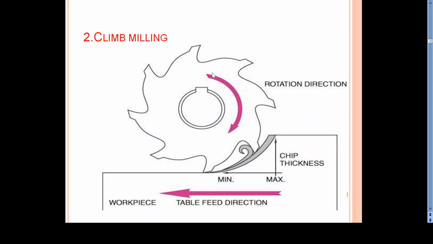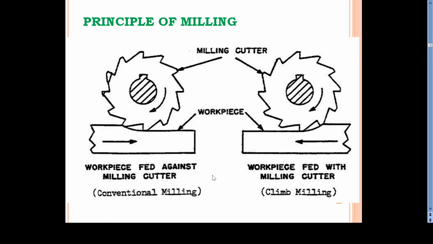So here the figure shows the climb milling. Here you can see the cutter is moving downwards. So the peripheral velocity of the cutter is in the same direction of the table feed, and the depth of cut is maximum at the beginning, and when it becomes the end of the cut, it becomes minimum. So here power consumption is comparatively less, the surface finish is better. So these are the two types of milling operations, up milling and down milling.